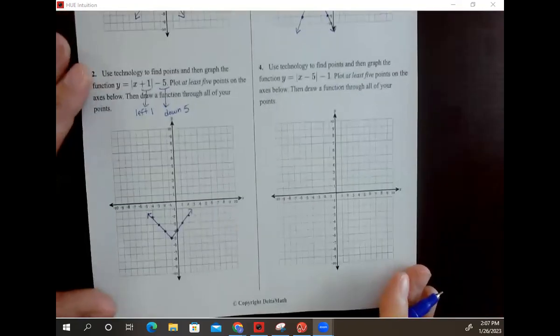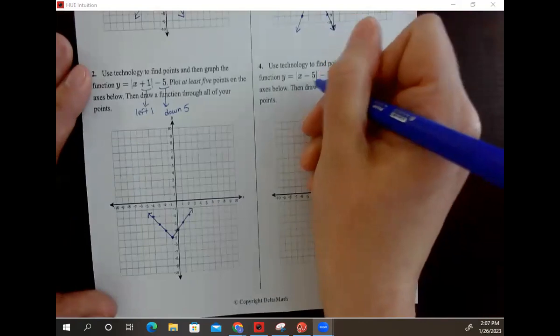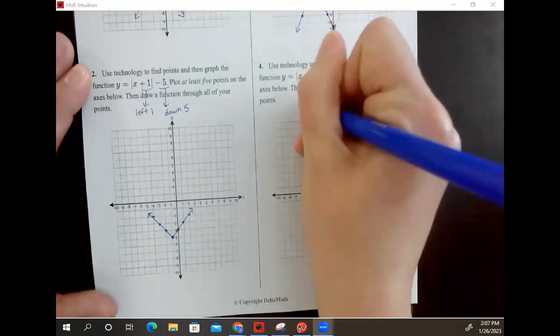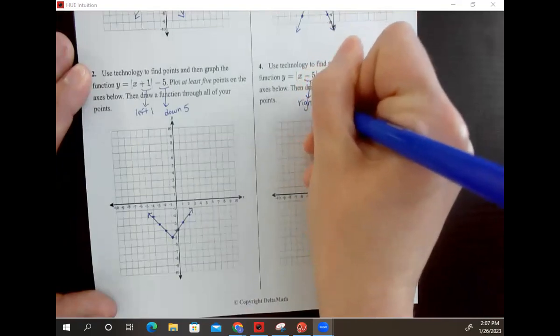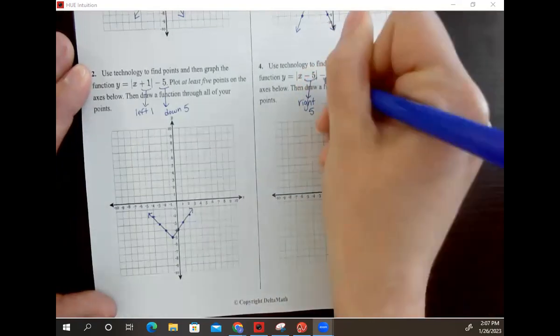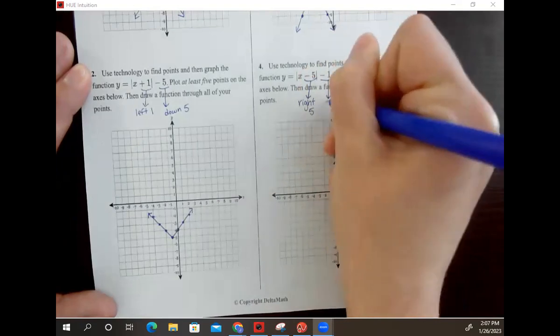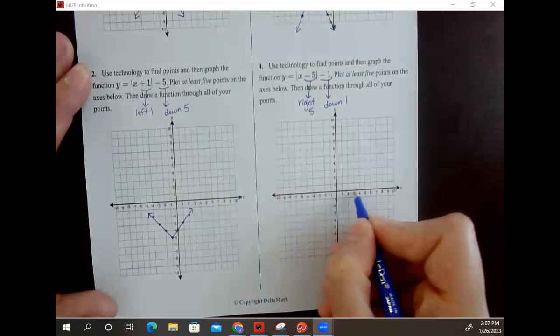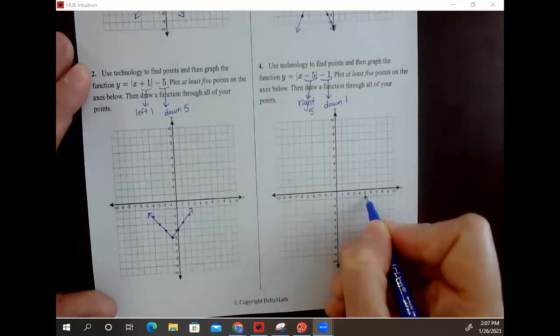One more to look at together. I've got x minus 5. This will move me to the right 5 units. And then minus 1 at the end will move me down 1 unit. So I'm going to go right 5 and down 1.